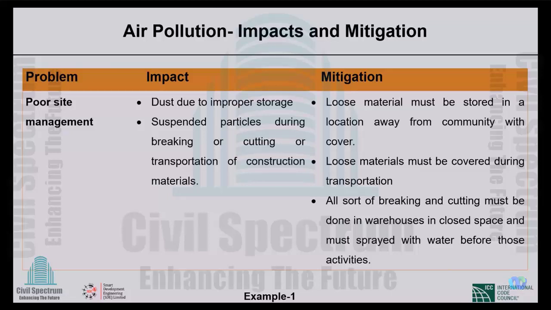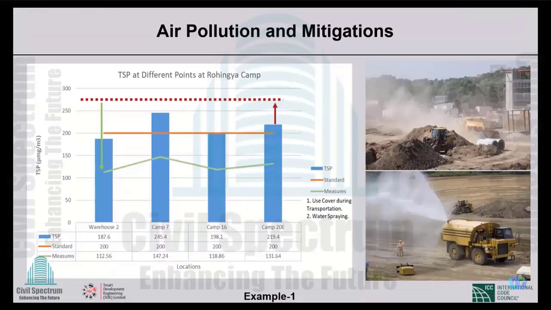For mitigation, loose materials must be stored in a safe place. Loose material should be avoided, and watering is an important measure. It should be covered, which can be a source of suspended particles. These are the things you need to look at. Here is an example of air pollution: suspended particles, the range.